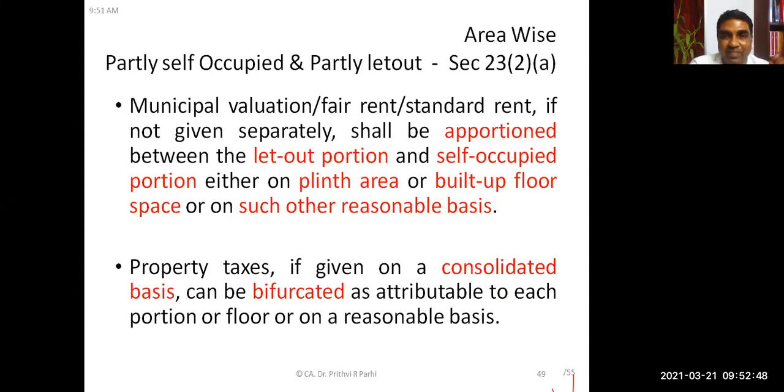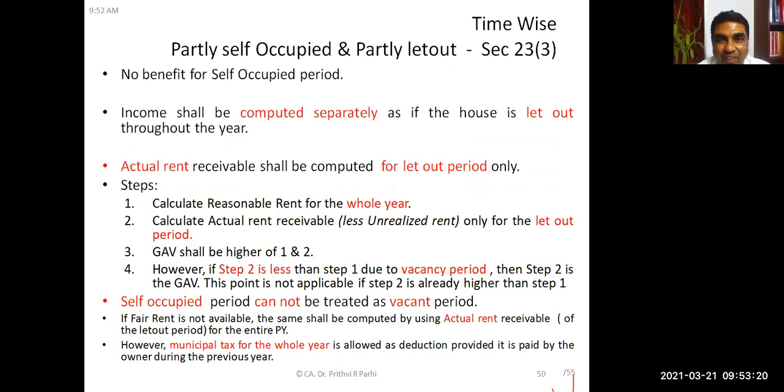That means we have to bifurcate the house into two parts. Municipal valuation, fair rent, standard rent, everything needs to be apportioned on the basis of area. Maybe on the basis of plinth area, maybe on the basis of built up area, or some reasonable basis. We have to apportion the houses. We have to bifurcate the houses as if they are two houses. Understood?